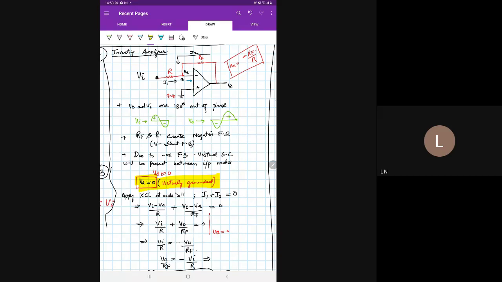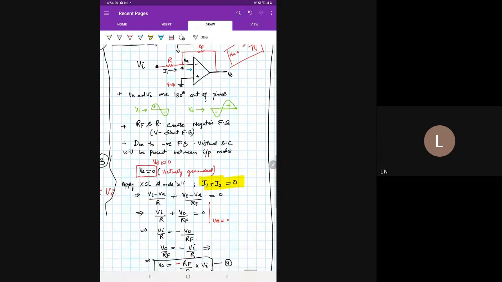Okay. Now, if we apply KCL at node A, what is node A? Node A is somewhere here. If we apply KCL at node A, we will find that there are two currents, I1 and I2. Please remember, there is no current moving from node A towards the operational amplifier, since the operational amplifier has a very high input resistance, so there will be no input current going to the op amp. So only two currents will be at the node, I1 and I2. Once we apply KCL, I1 plus I2 will be equal to 0.